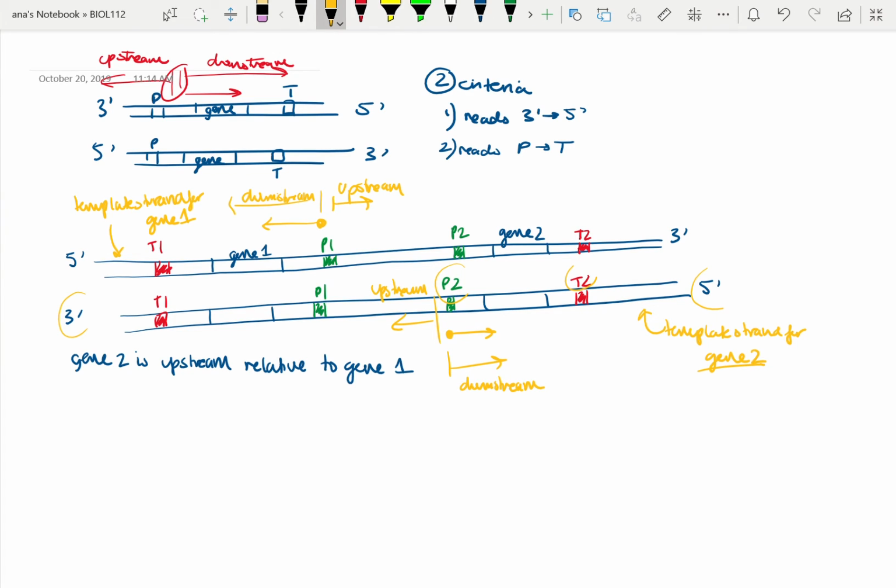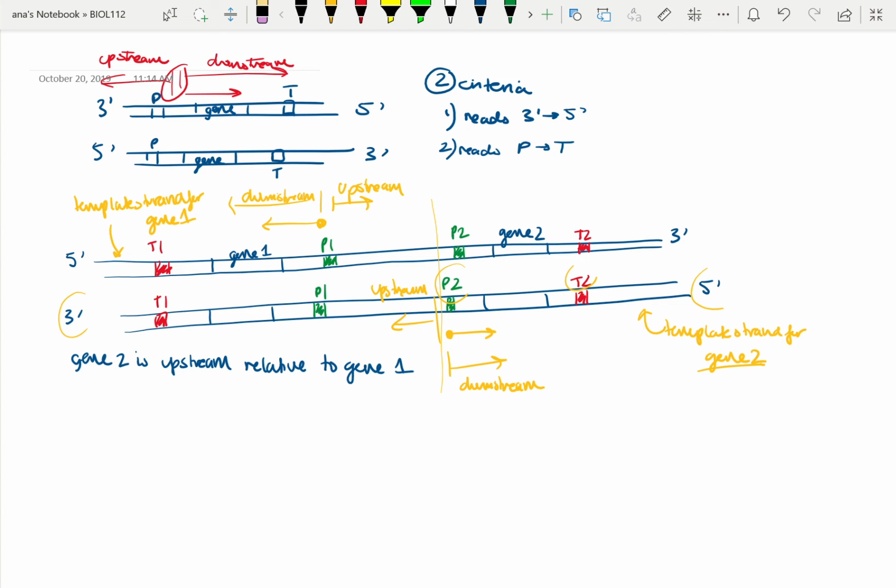Okay, well, that's easy, right? Because now we've literally drawn that anything past this point, this way, is upstream. And that's exactly where gene 1 is relative to gene 2. If I'm standing at gene 2, gene 1 is upstream of me because RNA polymerase wants to go this way. Exactly upstream of that, we would find gene 1.